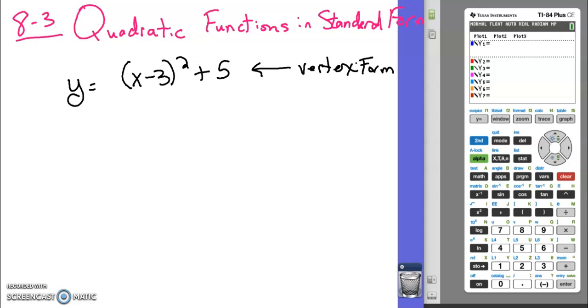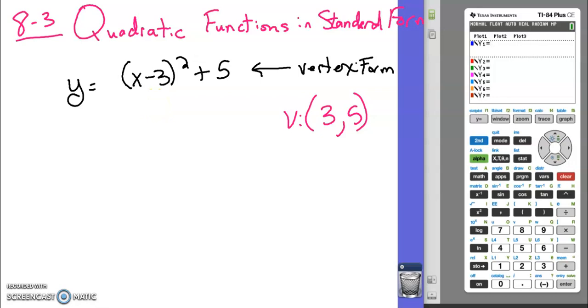Well, last section we talked about vertex form. Vertex form looks like this: y equals parentheses x minus 3, and then all of that is squared plus 5. And if you remember, the vertex looks like the opposite of that, so that's 3 and then 5. So that's the vertex of that parabola. Now, how do I change that to standard form?